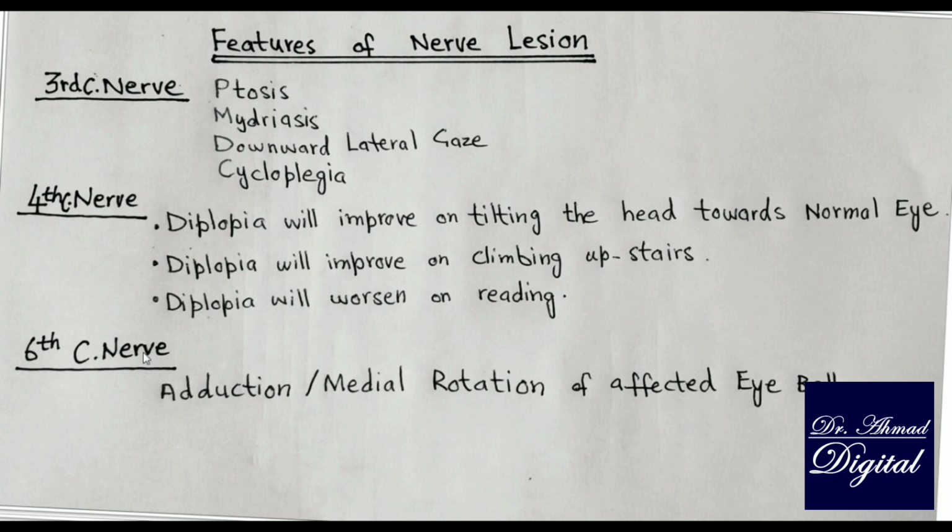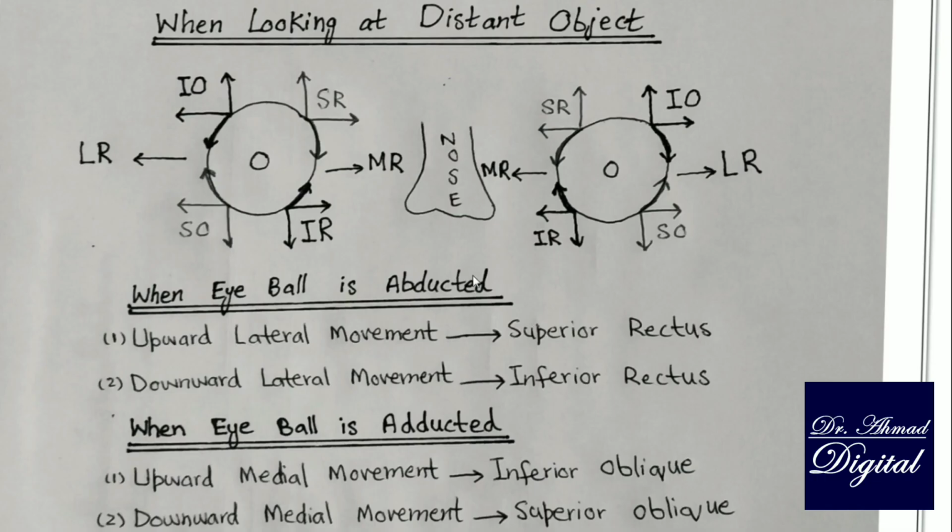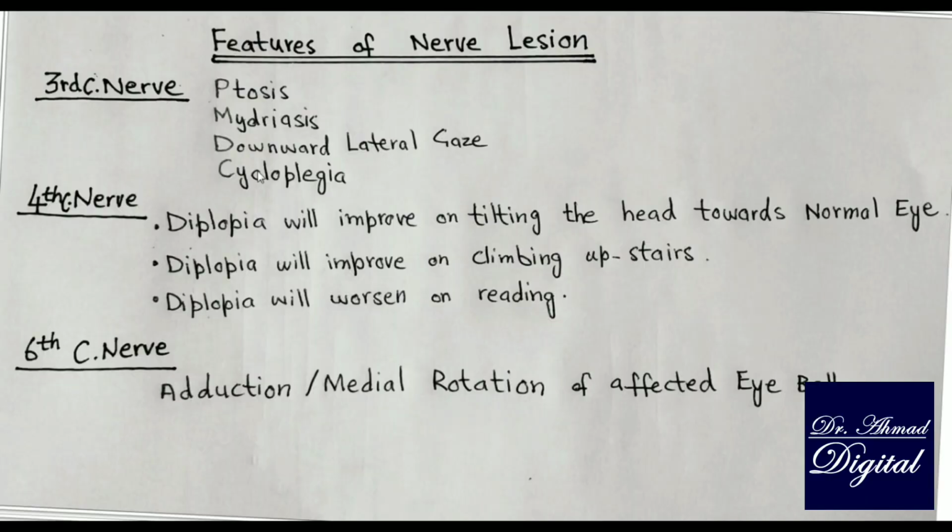Now look at the feature of the sixth cranial nerve lesion, that is adduction or medial rotation of the affected eyeball. We can understand from this diagram, because the sixth cranial nerve is only innervating the lateral rectus, LR6, so this muscle is paralyzed, but the rest of the muscles are functioning normally. So the rest of the muscles will pull the eyeball in the direction of the nose, so it is called the adduction or medial rotation of the affected eyeball.